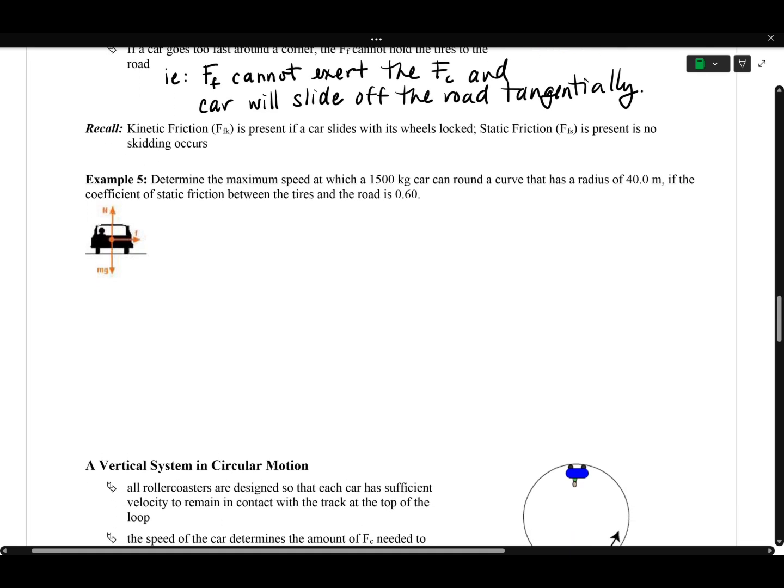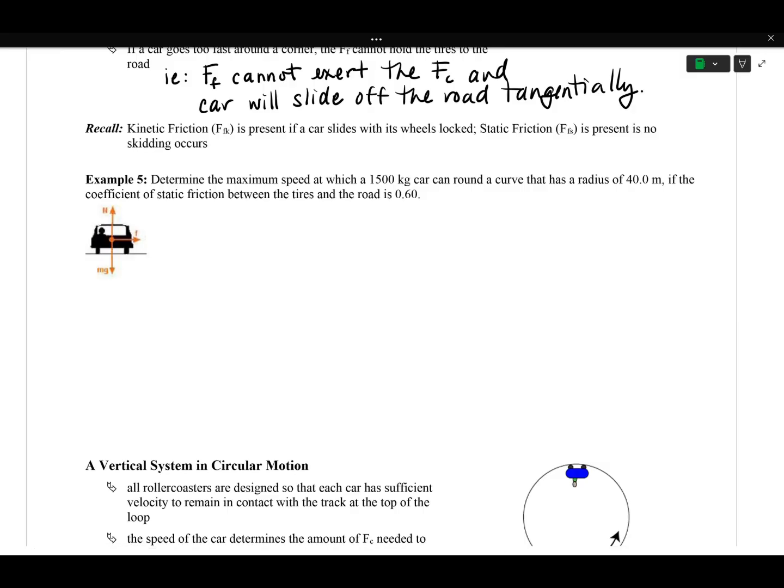Okay, let's take a look at question number 5. Determine the maximum speed at which a 1,500 kilogram car can round a curve that has a radius of 40 meters, if the coefficient of static friction between the tires and the road is 0.60.